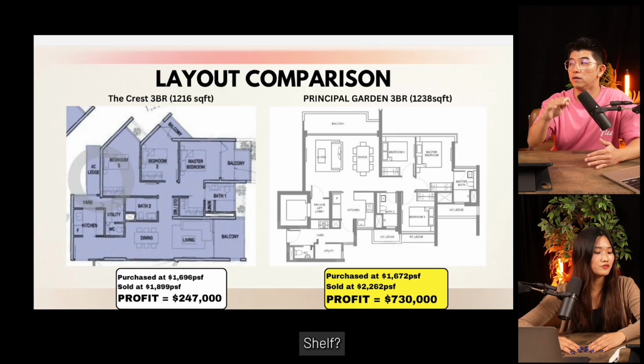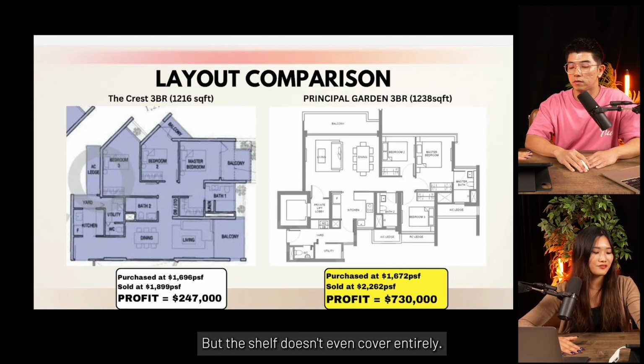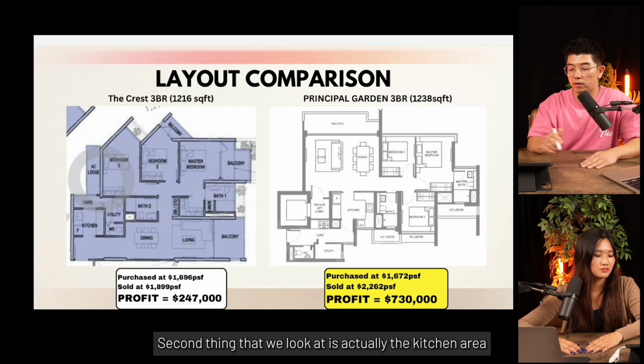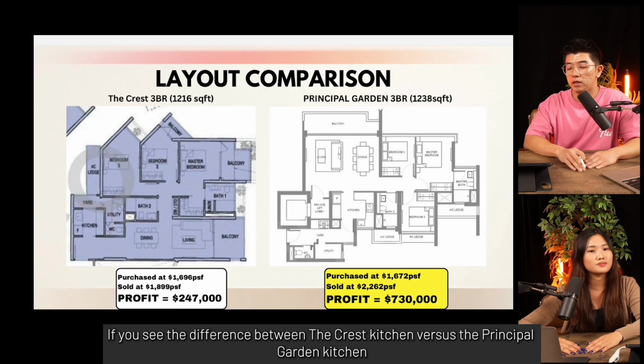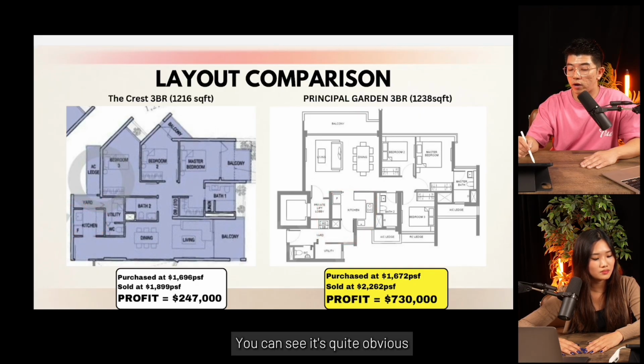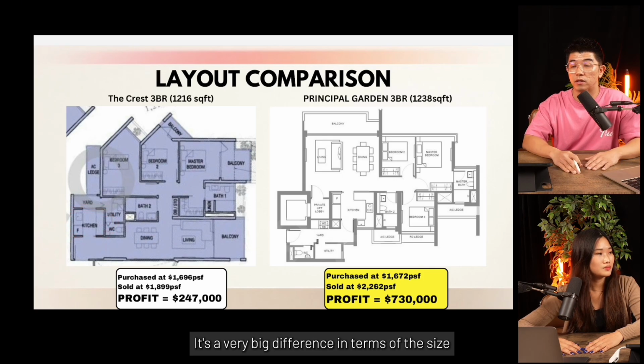Just a shelf? But the shelf doesn't even cover entirely. Or a bay window, maybe a bay window. Second thing that we look at is actually the kitchen area. If you see the difference between the Crest kitchen versus the Principal Garden kitchen, you can see it's quite obvious, it's a very big difference in terms of the size.